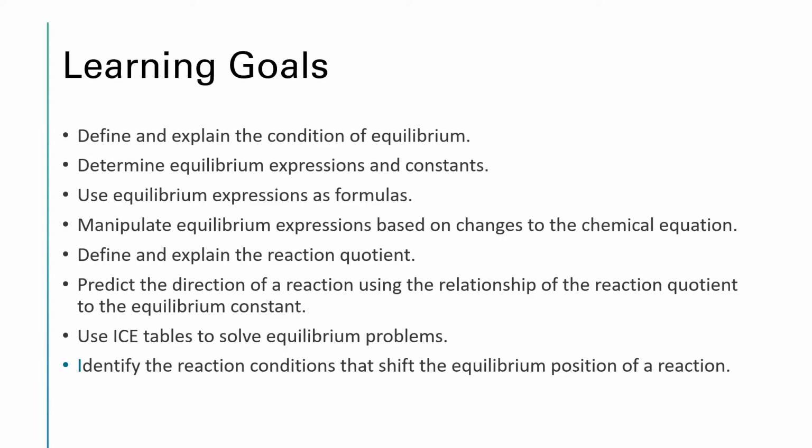This slide lists our objectives for this chapter. We're going to define equilibrium, figure out how to write equilibrium constants, start to use the expressions for the equilibrium constants as formulas. We'll know all but one of the values in there and we're able to solve for the other one. We'll see how changing the way that the chemical equation is written changes the value of the equilibrium constant and its associated expression. And we'll look at a related concept called the reaction quotient, which is something we use when we're not sure whether or not we're at equilibrium yet.